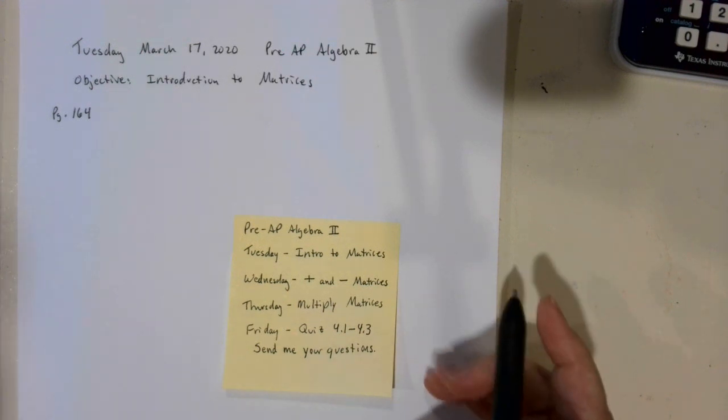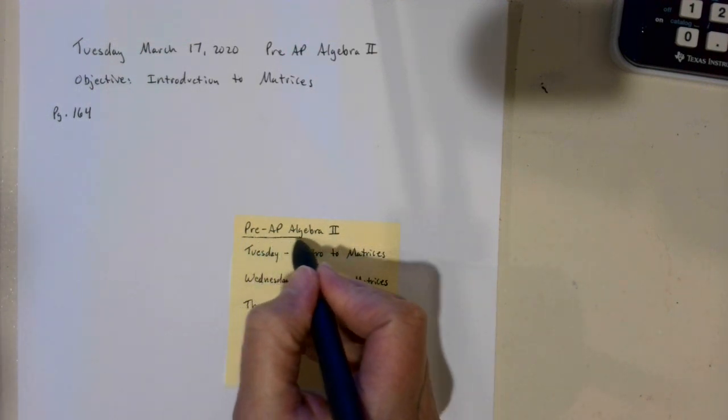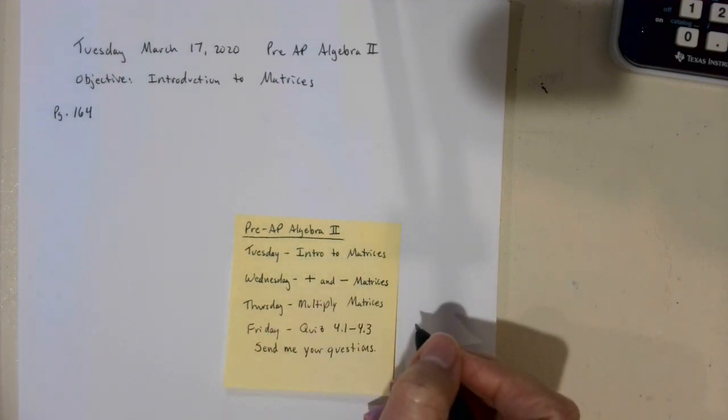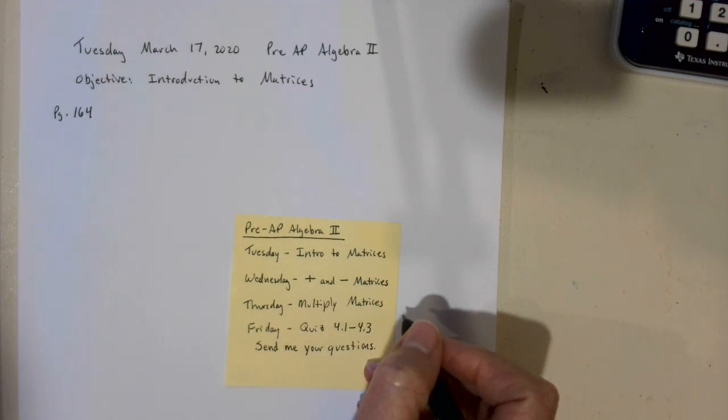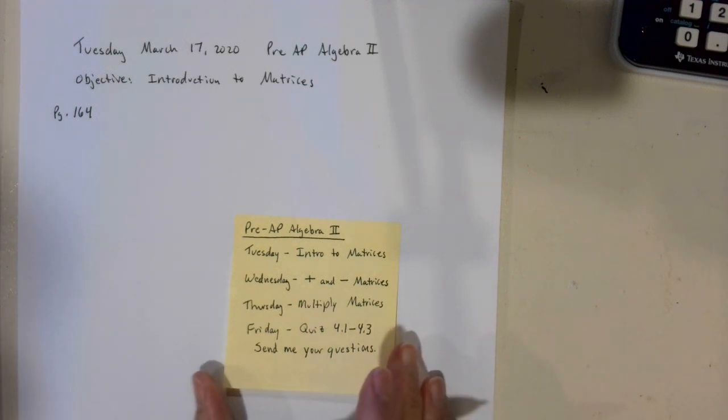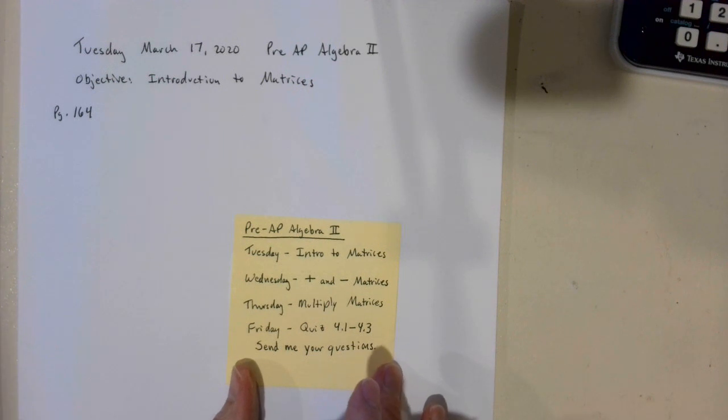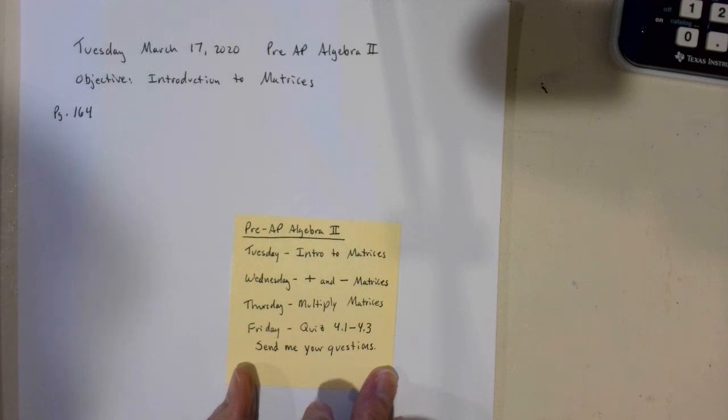And while you're doing that, I just want to talk about the plan for the week. Today, Tuesday, we're going to look at the introduction to matrices, what is a matrix, and talk about how you can create matrices and different information about them. Tomorrow, on Wednesday, we are going to add and subtract matrices. Thursday, we are going to multiply. And by Friday, I'm going to figure out how to give you a quiz over these topics.